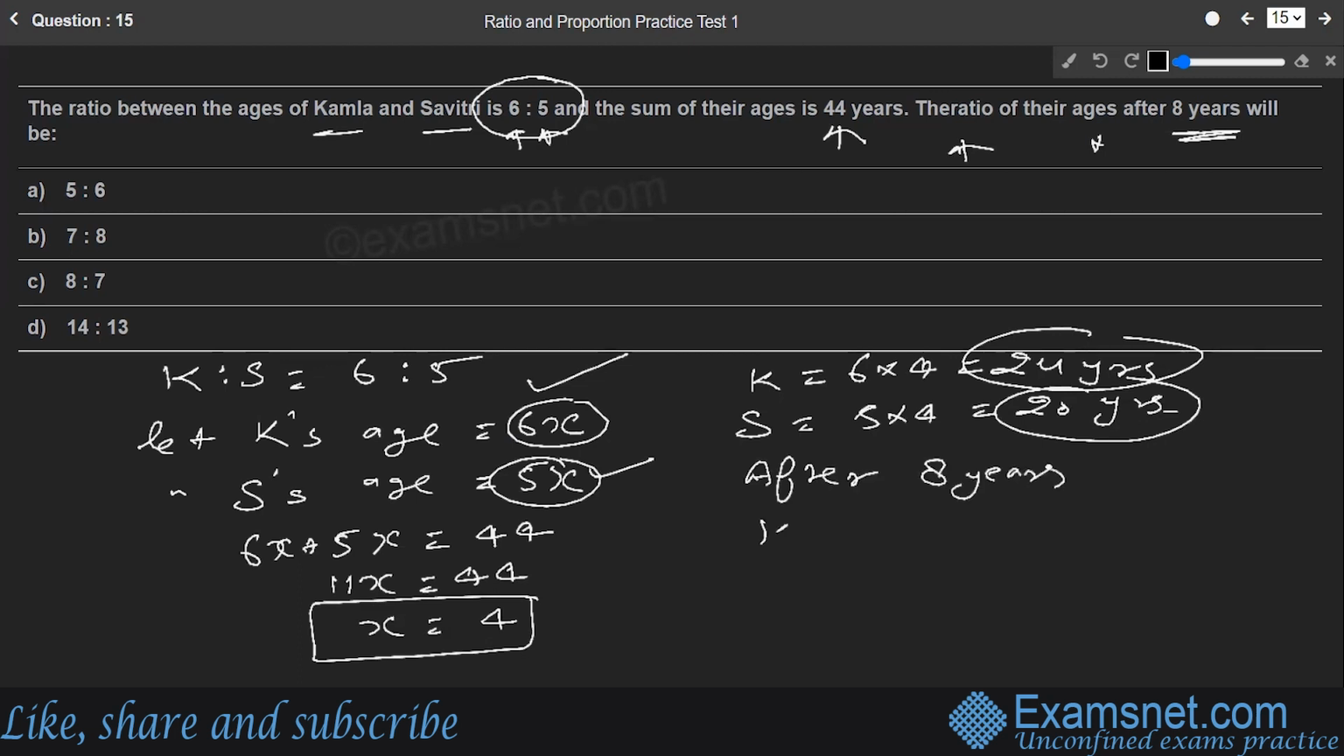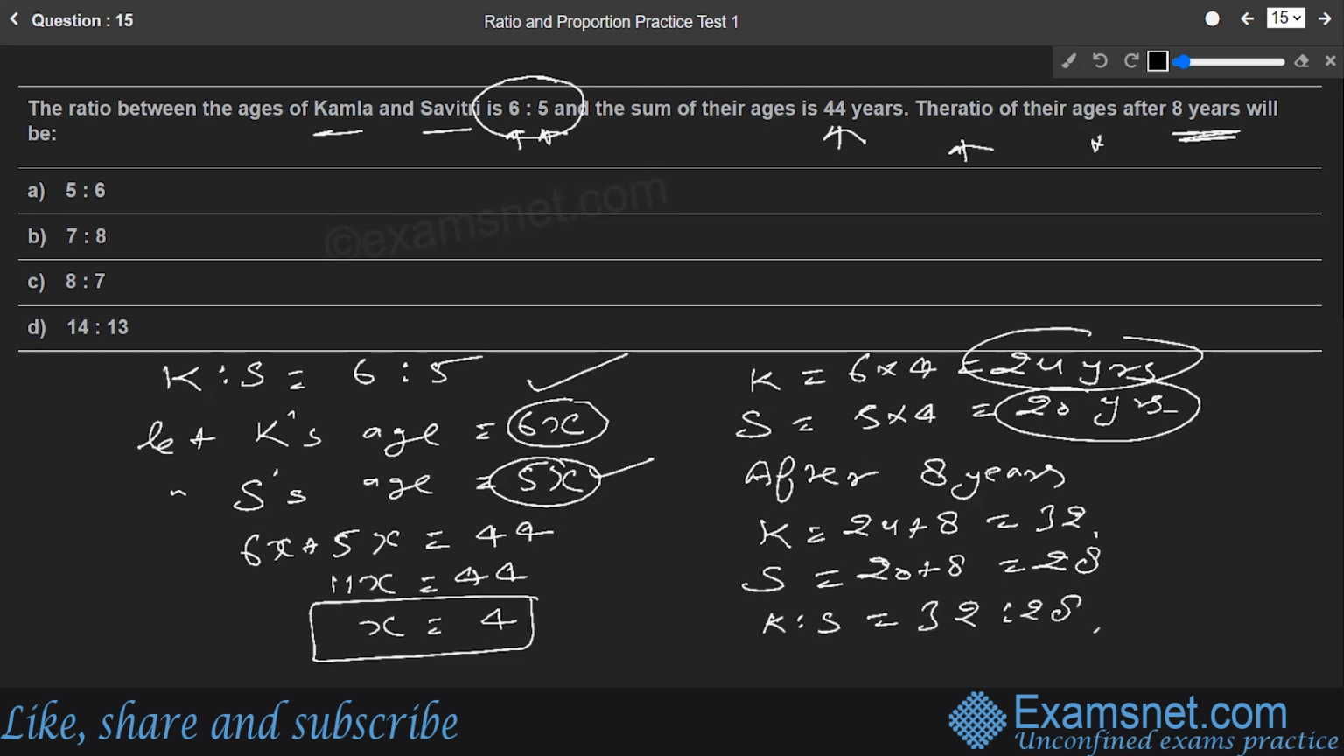After 8 years, Kamala will be 24 plus 8, that is going to be 32. Similarly, Savitri will be 20 plus 8, that is nothing but 28. So the ratio after 8 years of Kamala to Savitri will be 32 is to 28, or if we simplify this further, this is going to be 8 is to 7. So that is the final answer. The ratio of their ages after 8 years will be 8 is to 7, available in option number C.